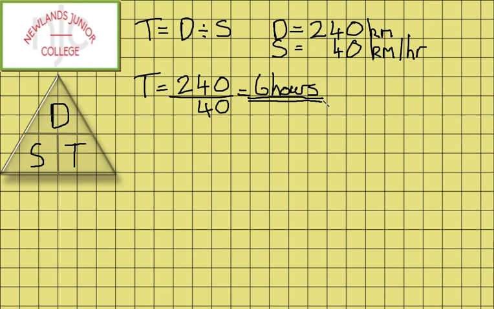Okay, let's look at another example. A cyclist travels at 50 kilometres per hour. She travels 112.5 kilometres. How long does it take her to cover this distance? Okay, so again, we start with time is equal to distance divided by speed.